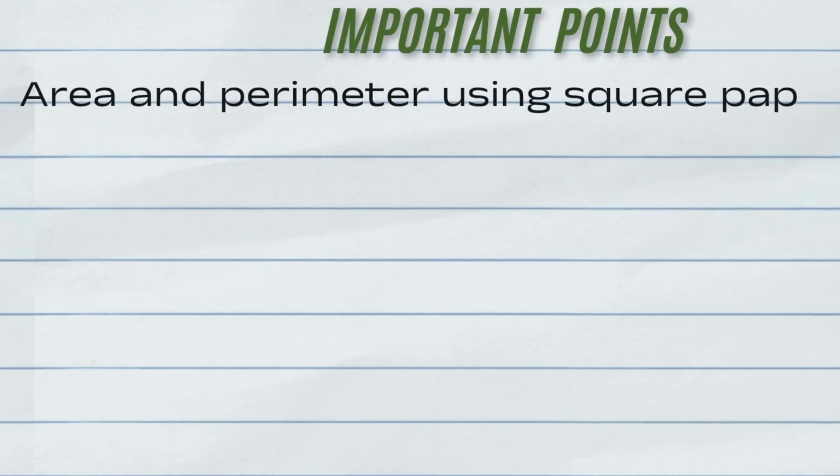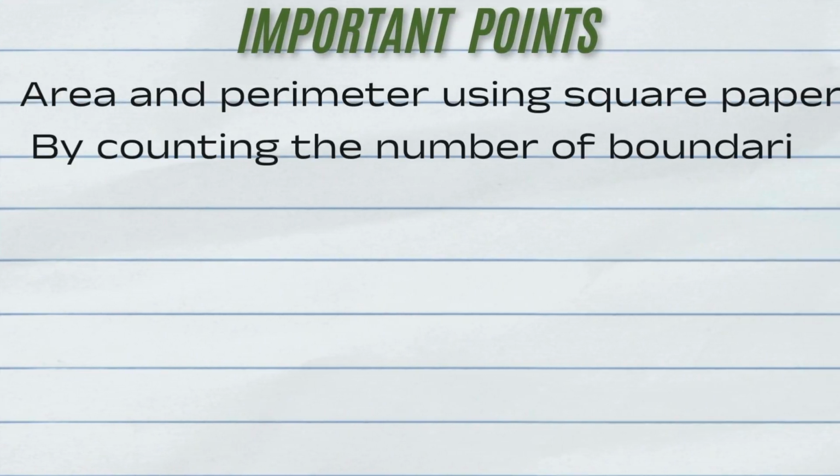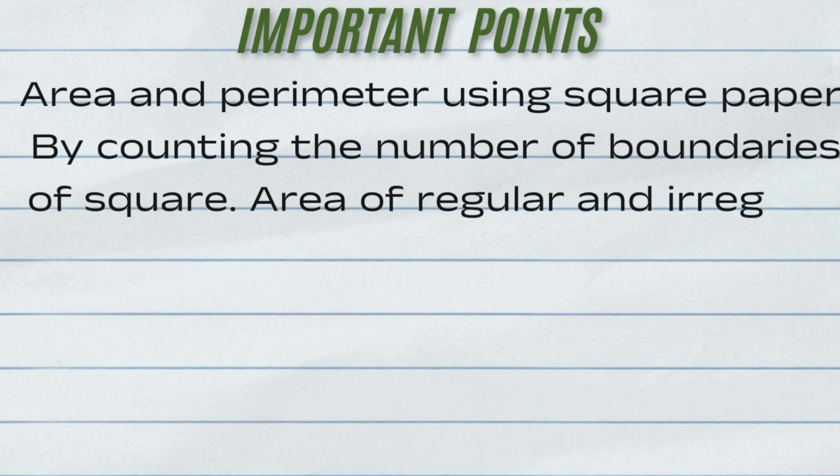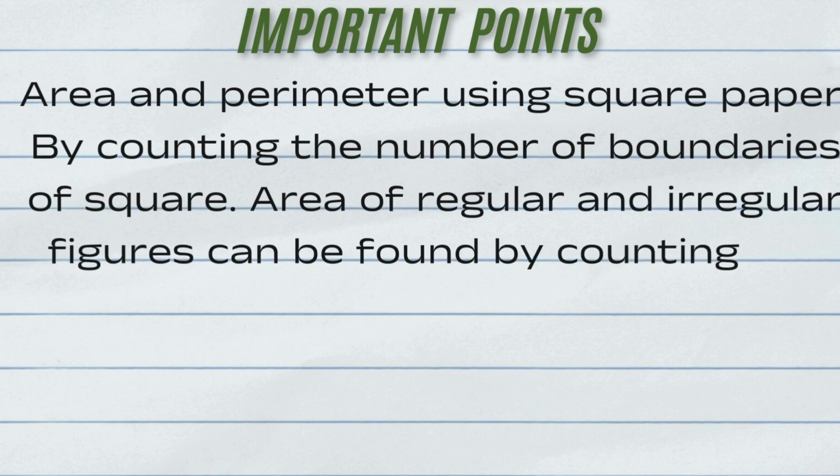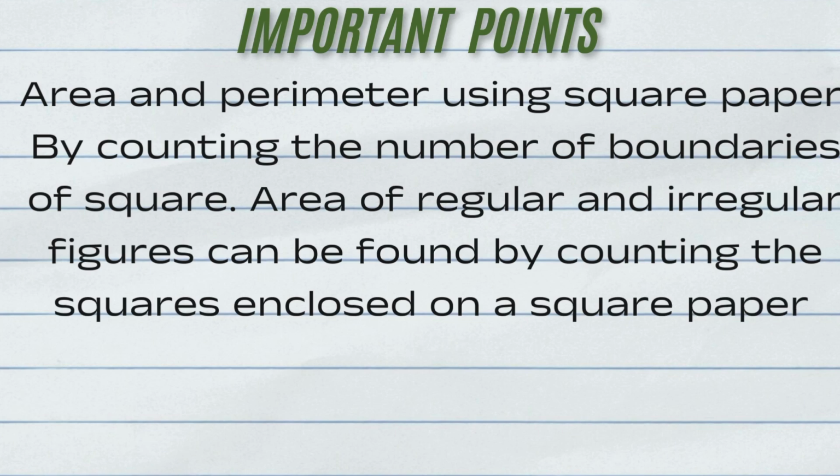Area and perimeter using square paper. By counting the number of boundaries of squares. Area of regular and irregular figures can be found by counting the squares enclosed on a square paper.